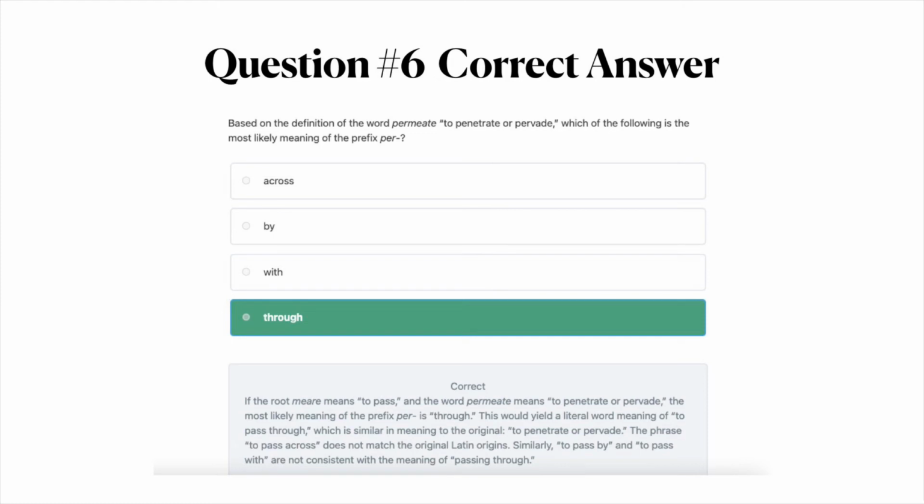If the root meate means to pass and the word permeate means to penetrate or pervade, the most likely meaning of the prefix per is through. This would yield the literal word meaning of to pass through, which is similar in meaning to the original to penetrate or pervade. The phrase to pass across does not match the original Latin origins. Similarly, to pass by and to pass with are not consistent with the meaning of passing through. Let's move on to question number 7.